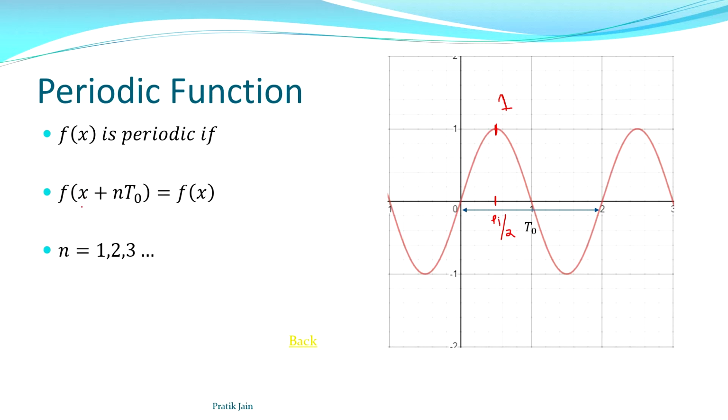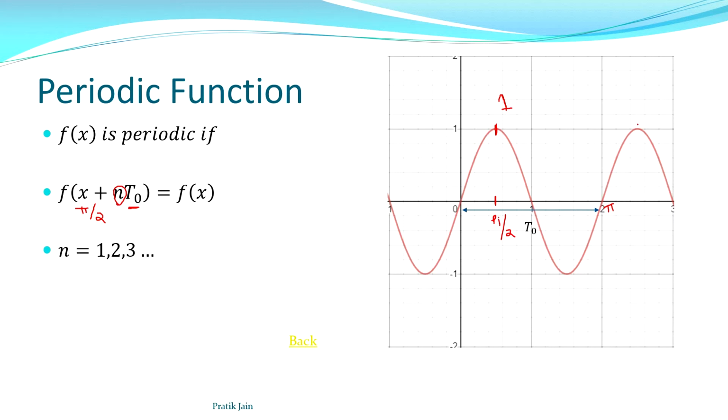So over here, let x be pi by 2. What this function says is, you do f of pi by 2 plus n times T naught. Here n is any integer, so it cannot be a fraction. What is T naught? Over here, T naught is nothing but 2 pi. So if f of pi by 2 plus any n into 2 pi gives you the same as f of pi by 2, then it is called a periodic function.